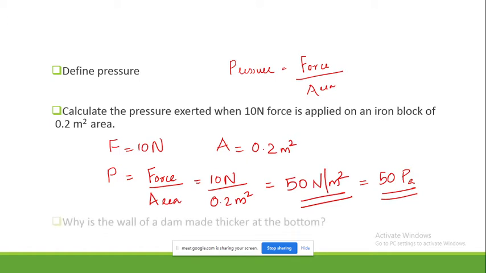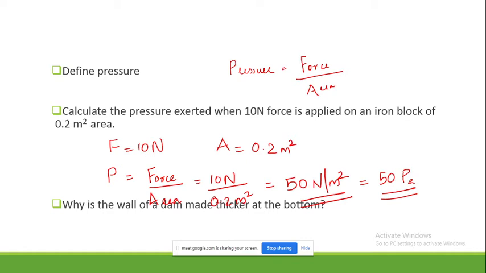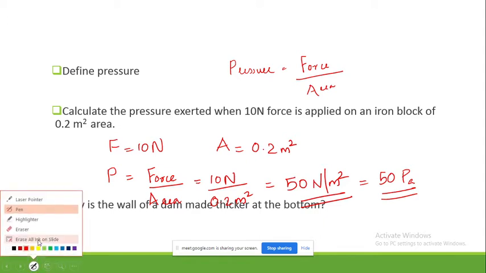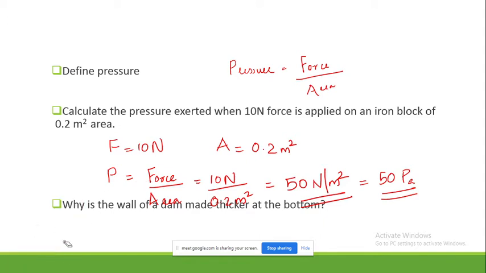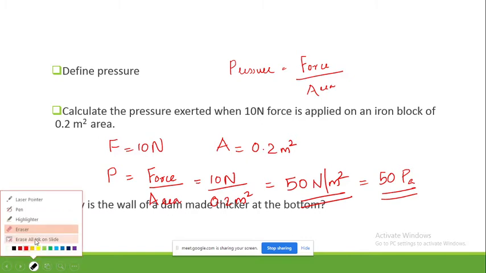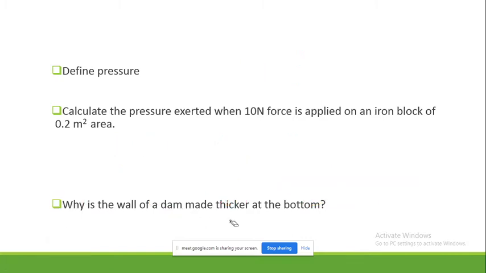Yeah, now can you tell me why is the wall of a dam made thicker at the bottom? So, why is the wall of a dam made thicker at the bottom? So, what is the reason behind that? The question is open to all. Whomever wants to answer can answer now.